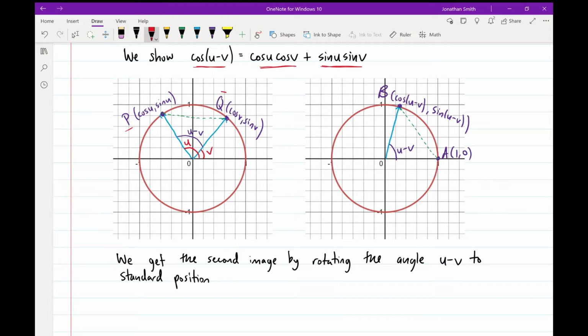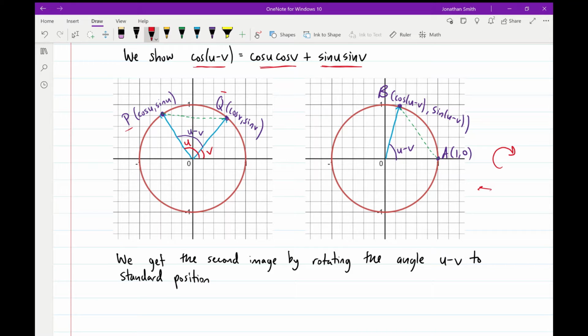We also have this second picture on the right. To get this second picture, I'm taking that angle u minus v and rotating it so that I put it into standard position. It's the same angle, the same size, u minus v, but we've rotated it clockwise so that it's in standard position now.